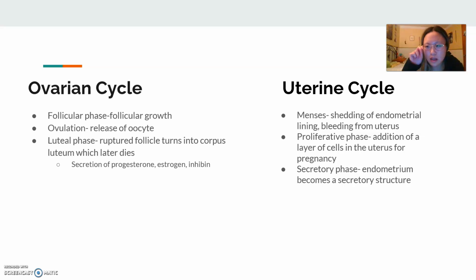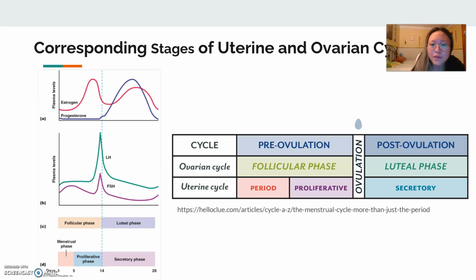So for the uterine cycle, it starts off with menses, which is the shedding of endometrial lining and bleeding from the uterus, also commonly known as the female period. And then from there it goes into the proliferative phase, which is the addition of a layer of cells in the uterus in preparation for pregnancy. So that's the thickening of that endometrial lining. And then from the proliferative phase, it goes into the secretory phase, where the endometrium becomes a secretory structure. And the same thing as with the ovarian cycle, after the secretory phase, it goes right back into menses, as it is a cycle.